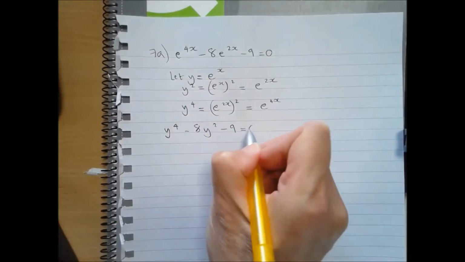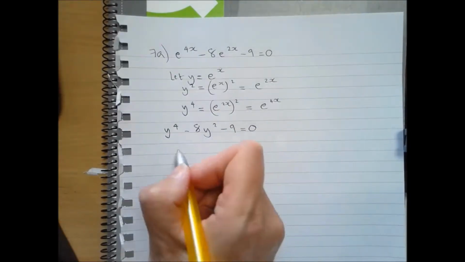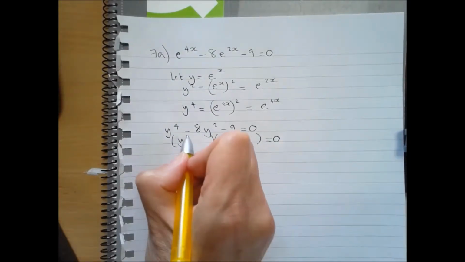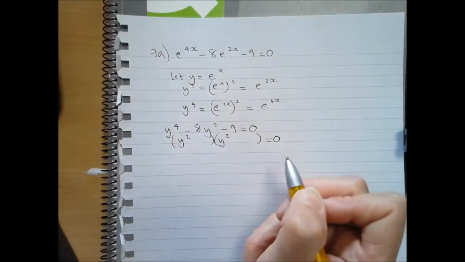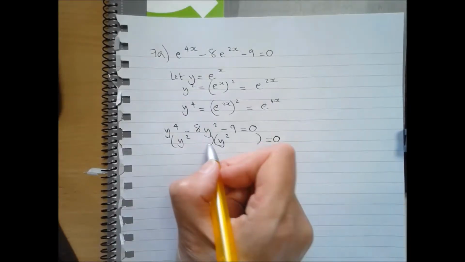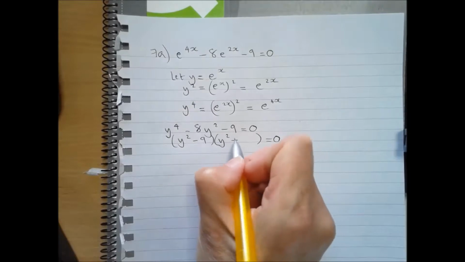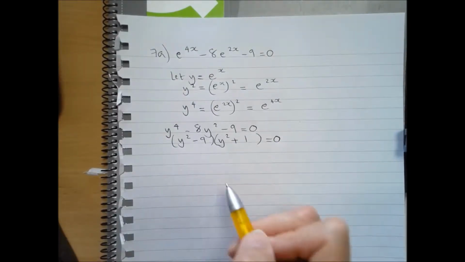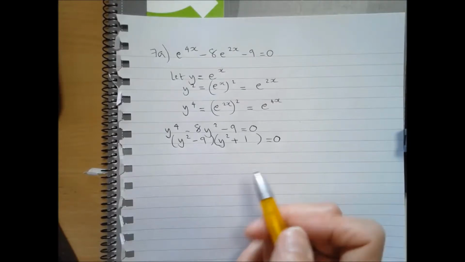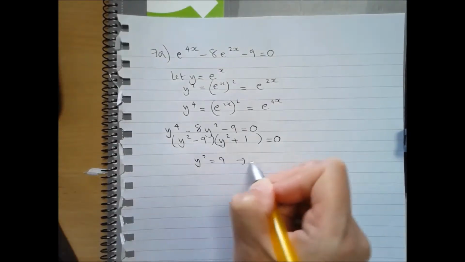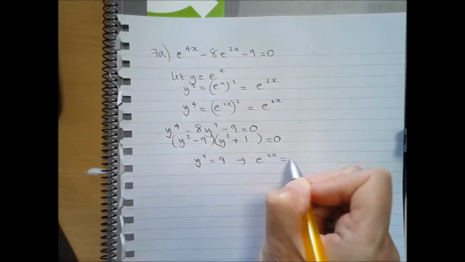And I'm going to factorise it. So I'll have y squared here to make the y to the 4, and then I want minus 9, so I'm going to factorise it as minus 9 plus 1. Check my brackets: minus 9y squared plus 1y squared, yep, that is minus 8y squared. So then I've got y squared is equal to 9, so e to the 2x equals 9.